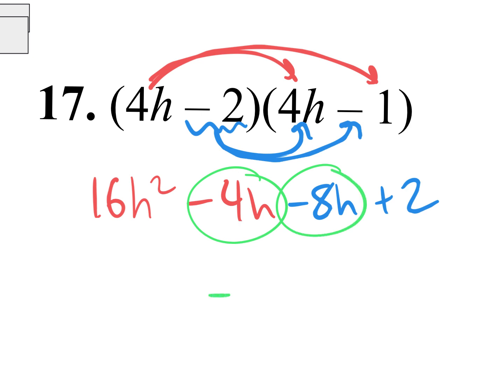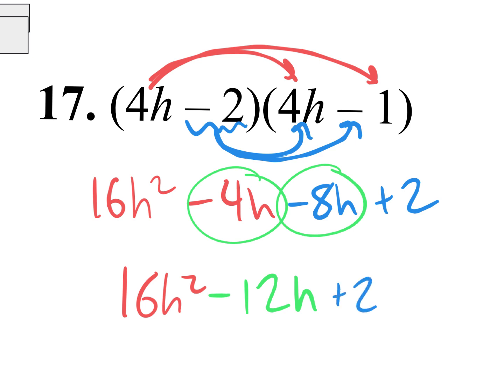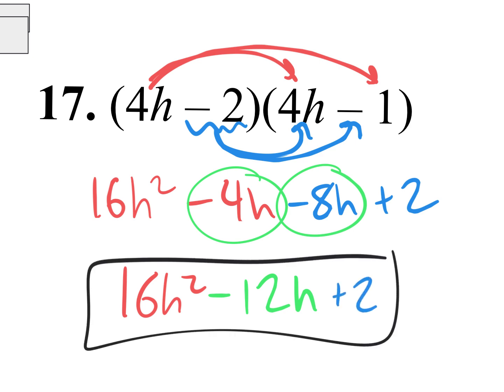That will be a minus 12. If you owe $4 and you owe $8, you're going to owe $12. But we're not talking about dollars. We're talking about h's. What about the 16h squared in the front? You just bring that down. What about the plus 2 at the very end? Just going to bring that down. Can't combine anything else. That's your answer. 16h squared minus 12h plus 2.